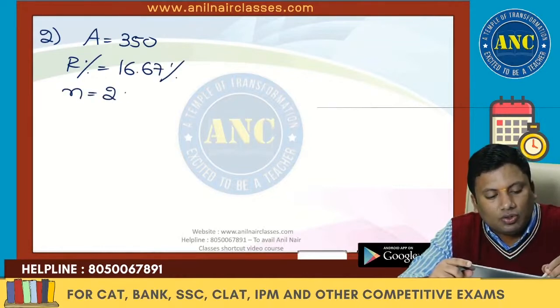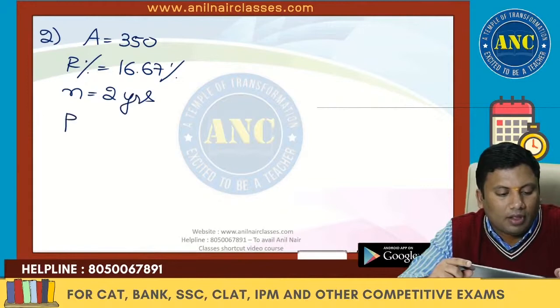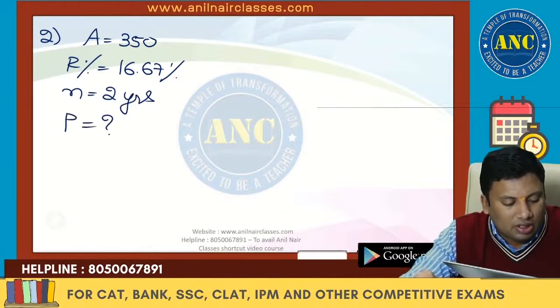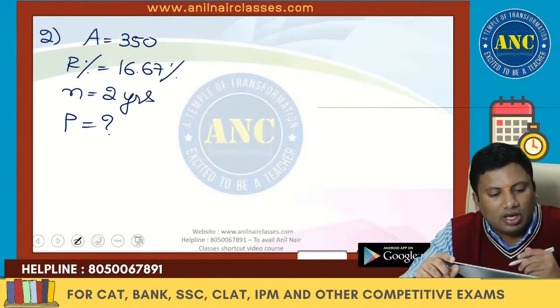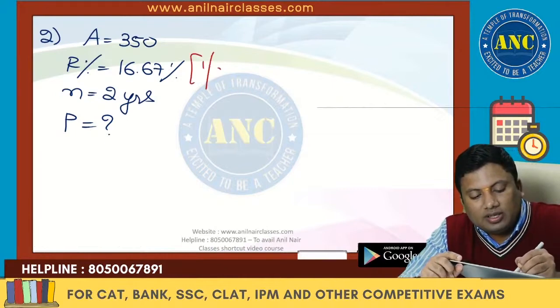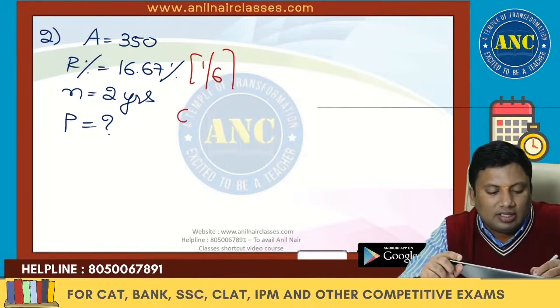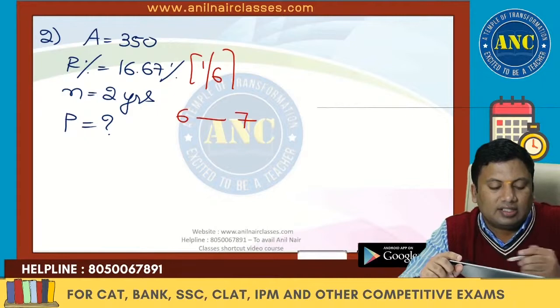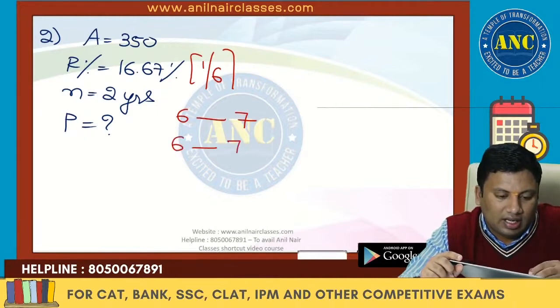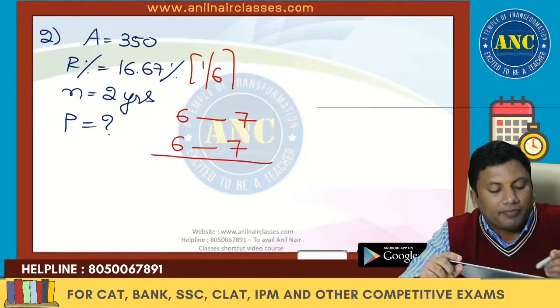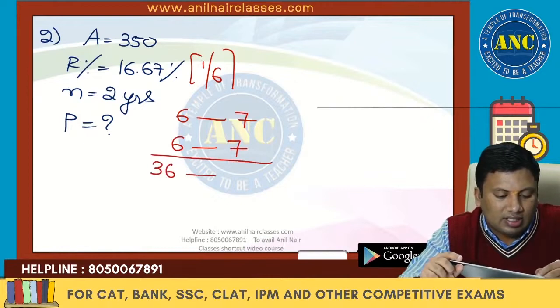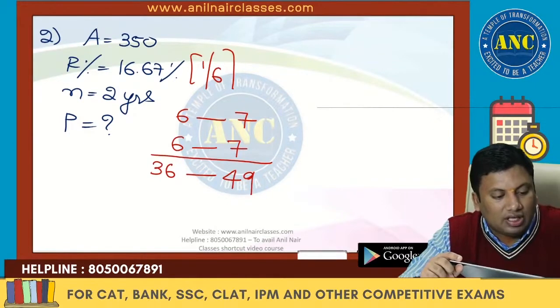N is equivalent to 2 years. P is equivalent to how much? See here. 16.67% is 1 by 6. 6 with 1 increase, it is 7. For 2 years, 6 with 1 increase, it is 7. 6 6s are 36. 7 7s are 49.